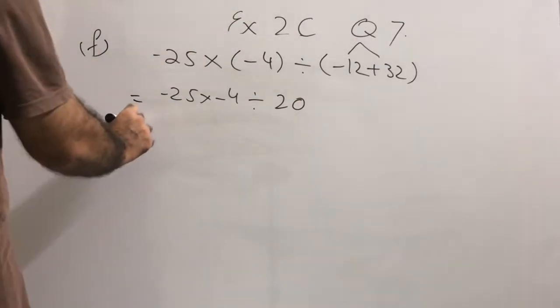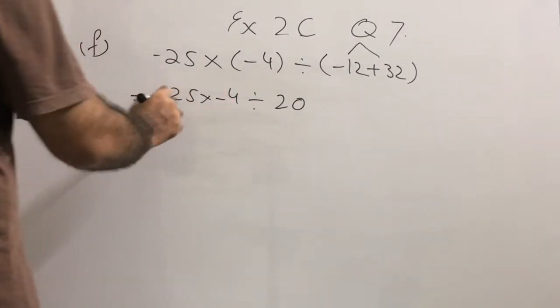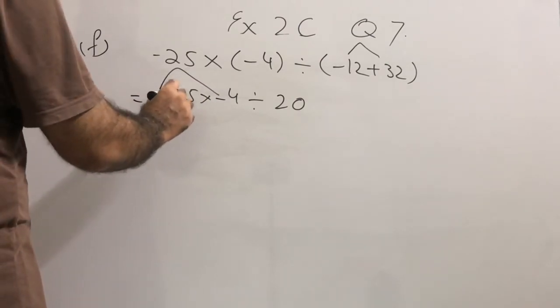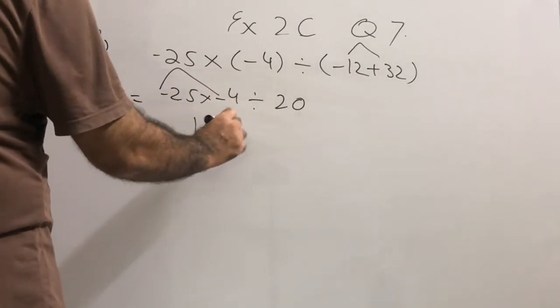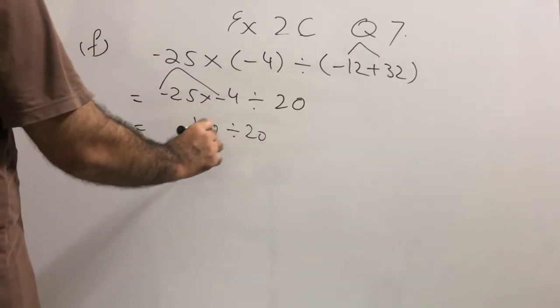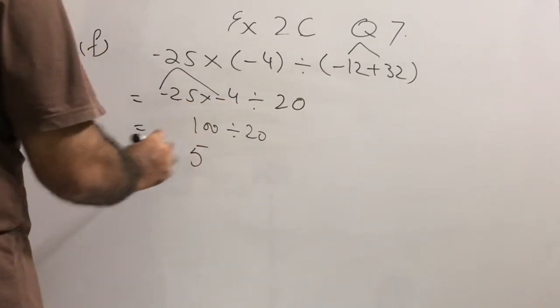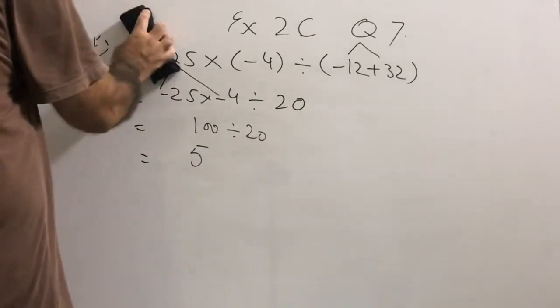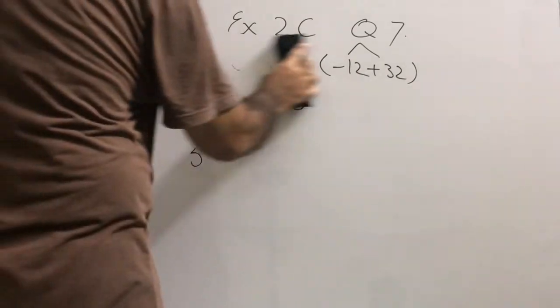Now we need to multiply this minus with the minus. It becomes plus. 25 into 4 is 100 divided by 20. When we divide 100 by 20, we get the number 5 as the answer. So it was quite simple. You just need to follow the rules and you get the answer.